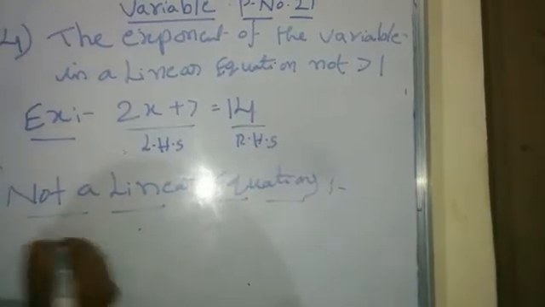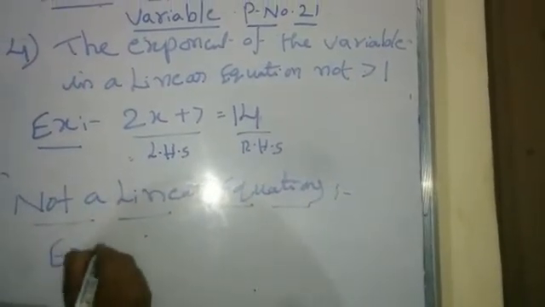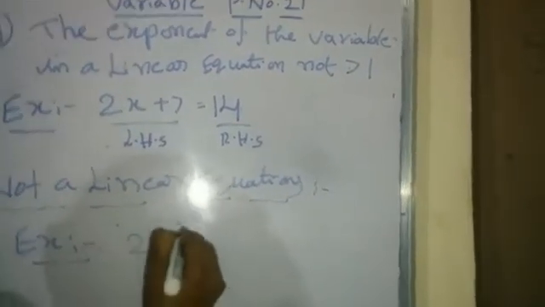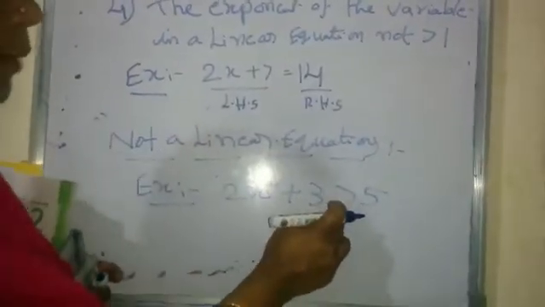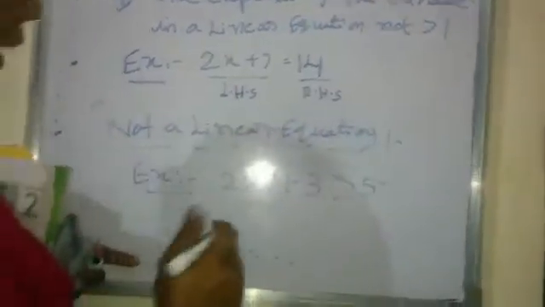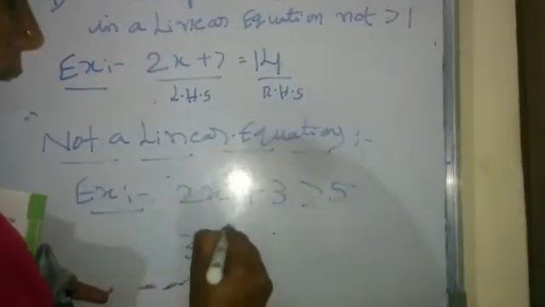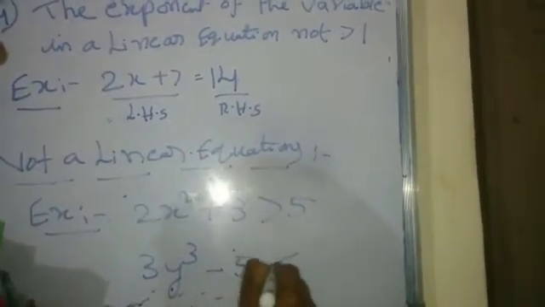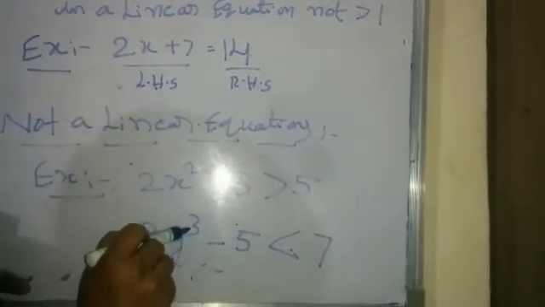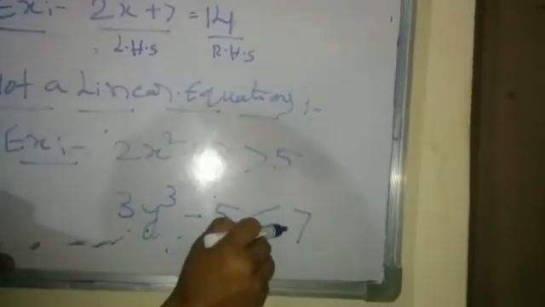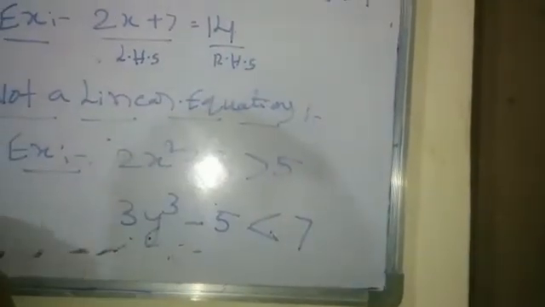Now see children, examples are 2x square plus 3 is greater than 5. If you observe here, the exponent is 2 and the equality symbol is not there, so it's not a linear equation. Like 3y cube minus 5 is less than 7, not a linear equation. Why? Because the exponent is greater than 1 and this is a less than symbol.